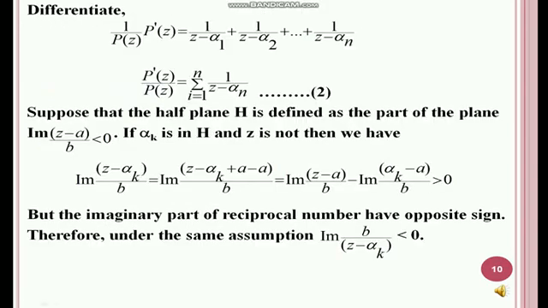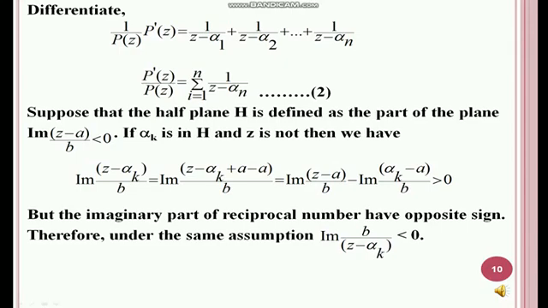Differentiate on both sides. Differentiation of log x equals 1 by x. So we get the differentiation of log p of z equal to 1 divided by p of z. We again differentiate p of z and get the first derivative p dash of z. So we get p dash of z divided by p of z equal to the right hand side value: 1 divided by z minus alpha 1 plus 1 divided by z minus alpha 2 up to etc. plus 1 divided by z minus alpha n.